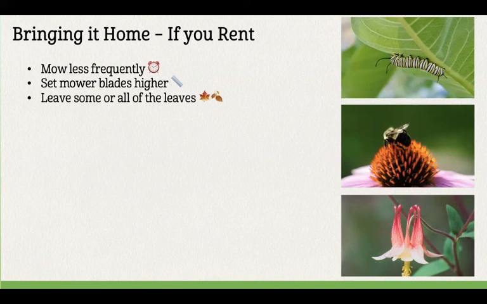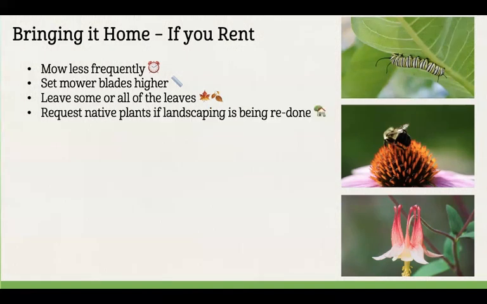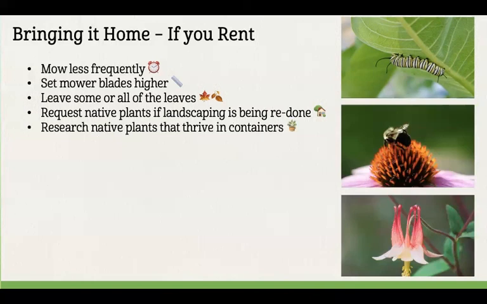Same thing if you're responsible for leaf removal, you may be able to leave all or some of the fallen leaves over the winter to help support habitat for the critters who rely on them. If landscaping is being replaced, request native plants. Maybe give your landlord or your property management staff the link to this webinar series. If you have a balcony or a deck, you can research native plants that grow well in containers. Every single native plant helps, even if you only have room for a few. I have some resources along with this program to help you find those plants that will do well in containers as well.